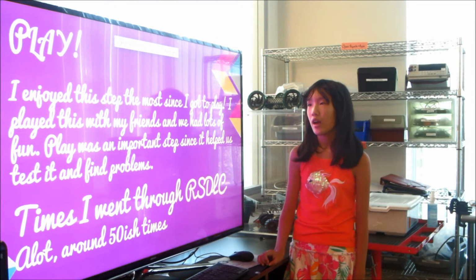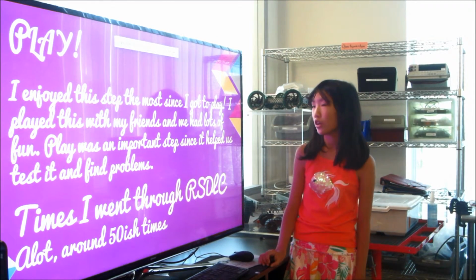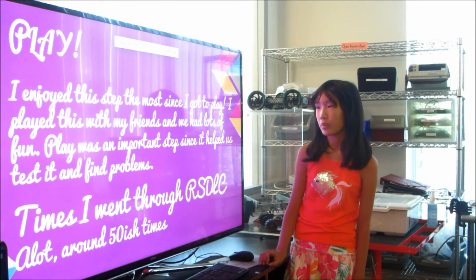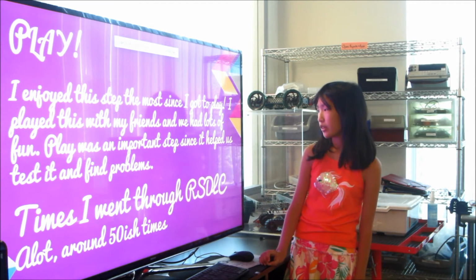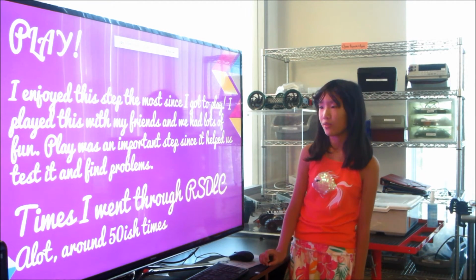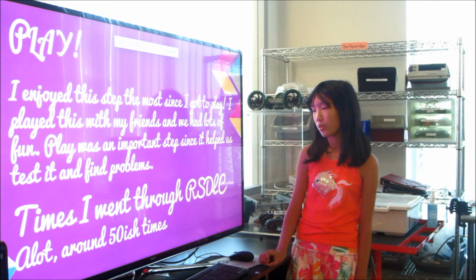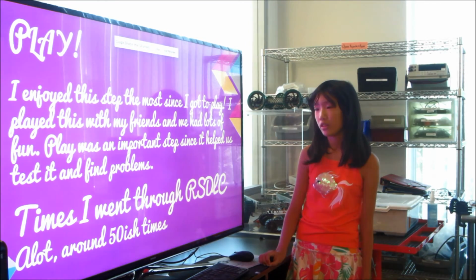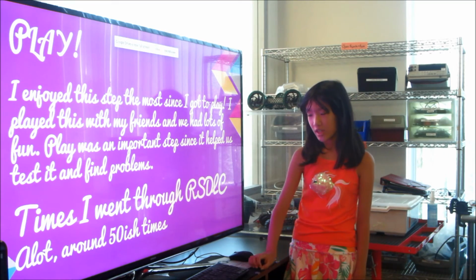Play. I enjoyed this step the most since I got to play. I played this with my friends and we had lots of fun. Play was an important step since it helped us test it and find problems. Times I went through RSDLC: a lot, around 50-ish times.